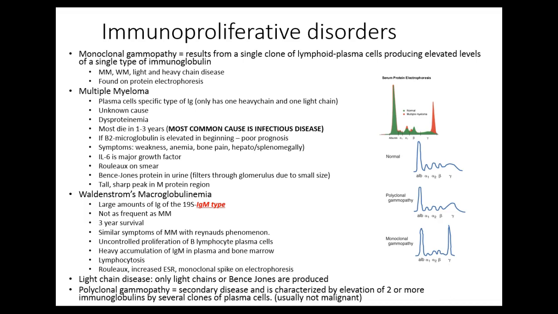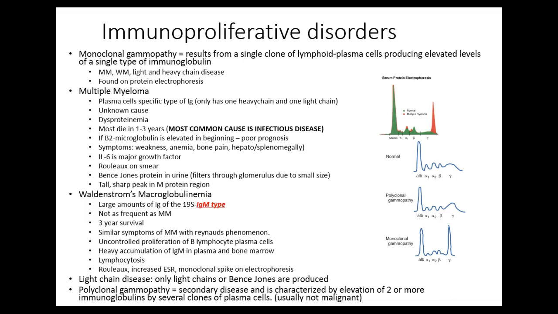So if something says, what disease do we see Bence-Jones protein in? Well, you should think multiple myeloma. And what is the most common cause of death in multiple myeloma? Well, infectious disease. So you just have to be able to pick and choose the important pieces out of these. Also know the difference between a monoclonal and a polyclonal gammopathy.